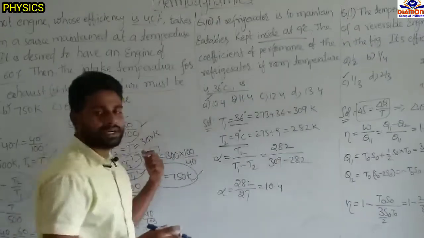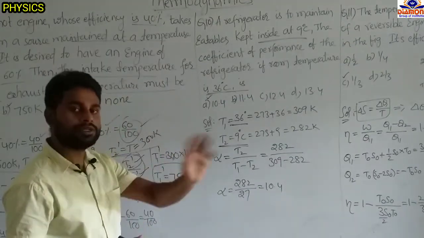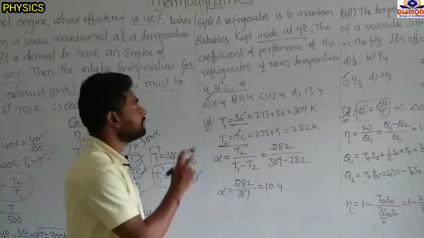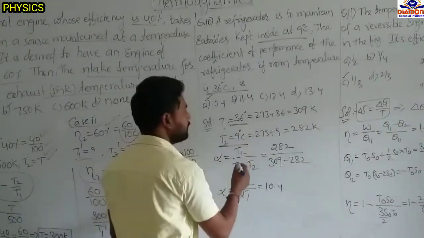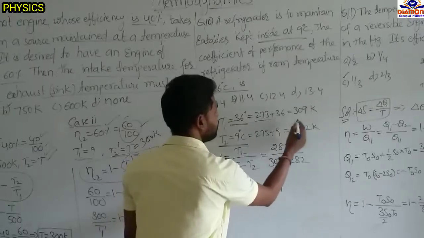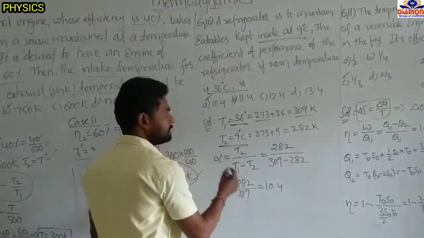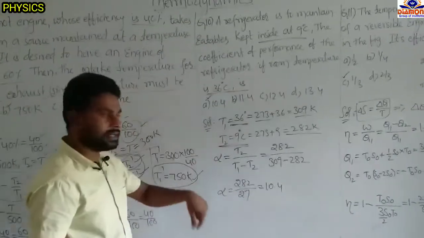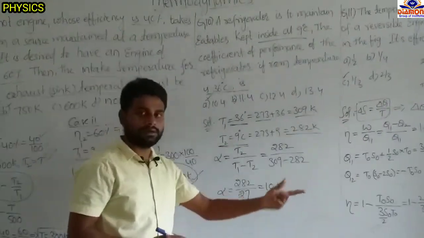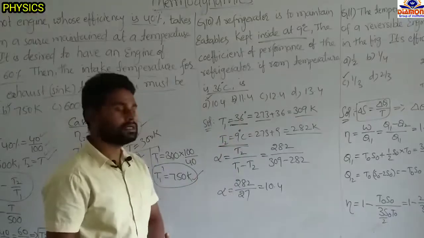Actually in the refrigerator or Carnot engine, the temperature should be absolute temperature, in Kelvins only. If given in degrees centigrade, convert into Kelvins. So convert 36 degrees centigrade into Kelvins: add 273, we get 309. And 9 degrees centigrade also convert into Kelvins, we get 282 Kelvins. Intake is 9 degrees centigrade. Reject is 36 degrees centigrade.